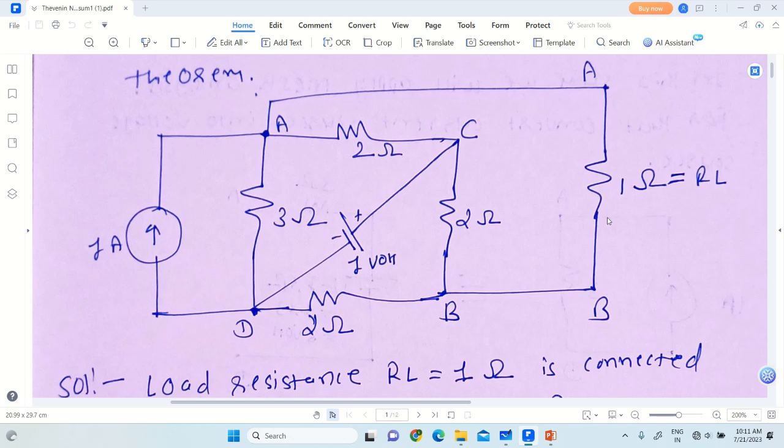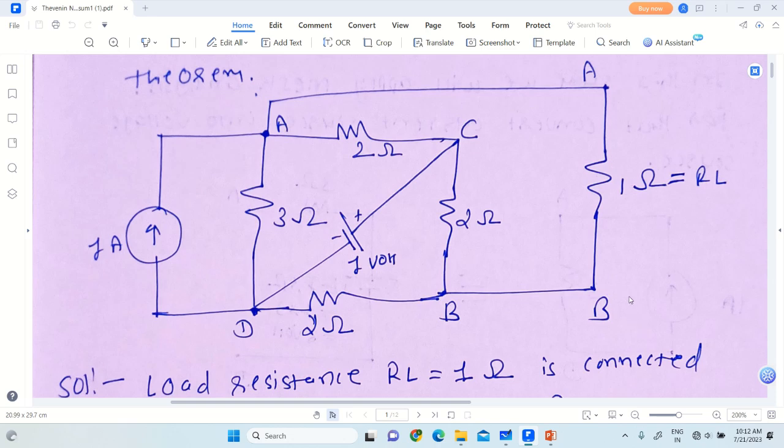So we are interested in finding the current through this load resistance of 1 ohm, which is connected between node A and B, using Norton's theorem. In case of Norton's theorem, its steps are very much similar to that of Thevenin's theorem. We will find the Norton's equivalent resistance seen between node A and B by removing the load resistance, and at the same time we make the energy sources 0. If there is a voltage source, it is replaced by a short circuit. If there is a current source, it is replaced by an open circuit.